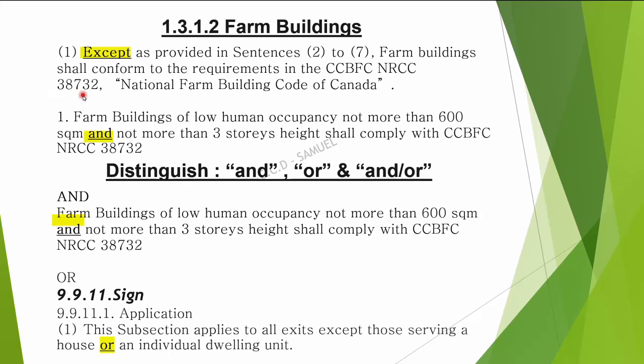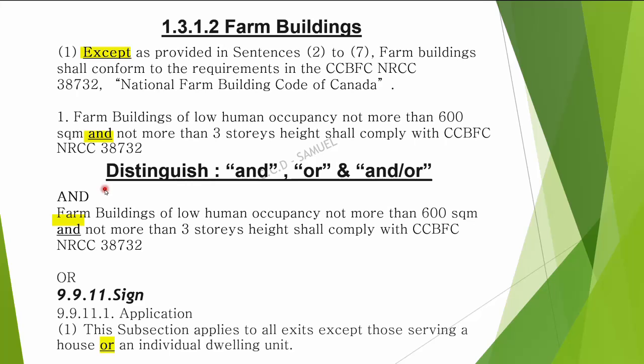What size and occupancy falls under the requirements for farm buildings? Farm buildings of low occupancy, not more than 600 meters square and not more than 3 stories in building height, shall comply with CCBFC.